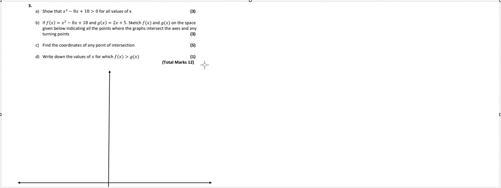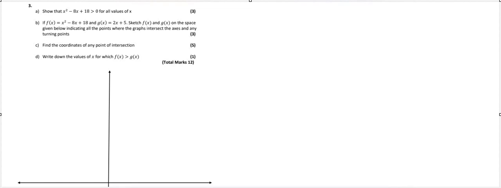Okay, here's another quadratic question. So we're going to show that x squared minus 8x plus 18 is greater than 0 for all values of x. If it's greater than 0 for all values of x and the x squared is positive, that means there can't be any solutions. So a good way to do this is to complete the square and work out what the minimum point is. We could also look at the discriminant, but later on we have a graphing question, so it's going to be really helpful to work out what that minimum point is.